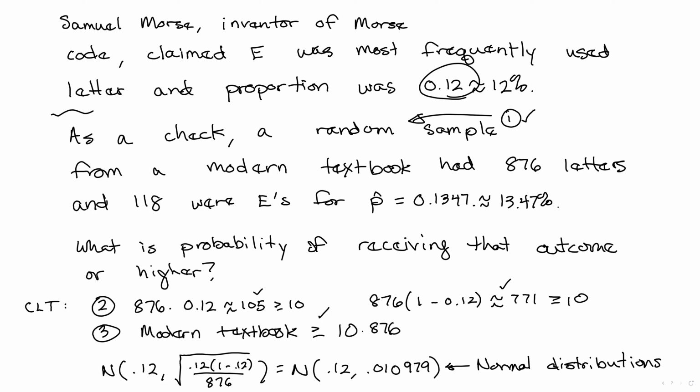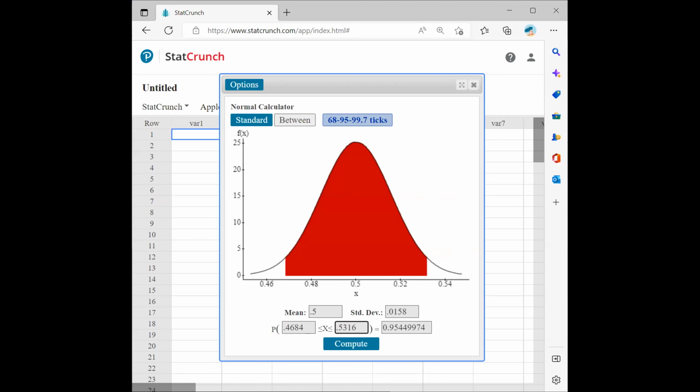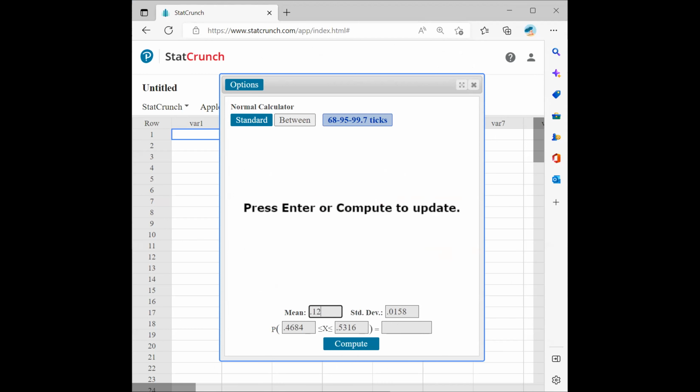All right, let's go ahead and actually pop that into StatCrunch here. What we want here is a mean of 0.12 and a standard deviation of 0.010979.